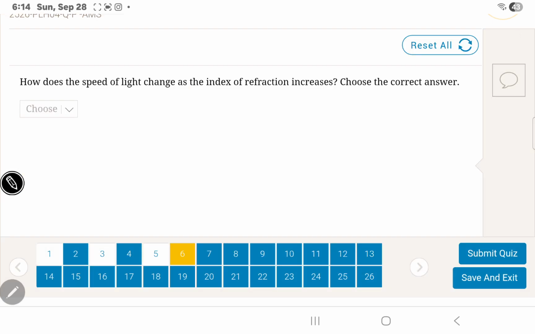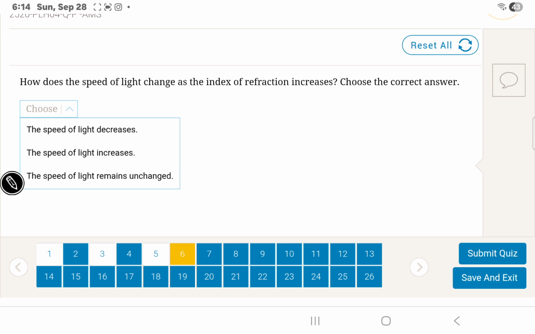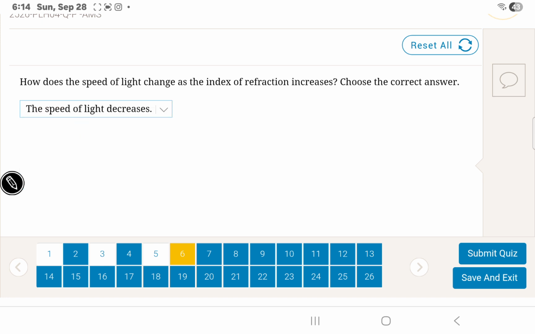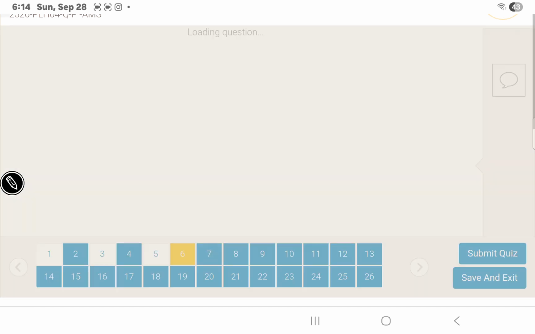Number 6 now. How does the speed of light change as the index of refraction increases? Speed of light decreases. For example, the speed of light in diamond is less than the speed of light in water because diamond has a greater refractive index.